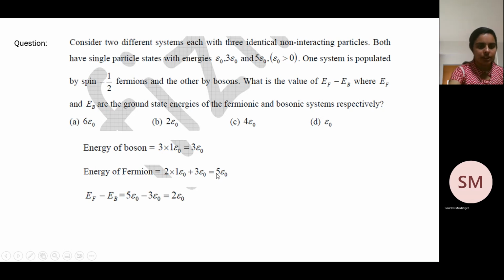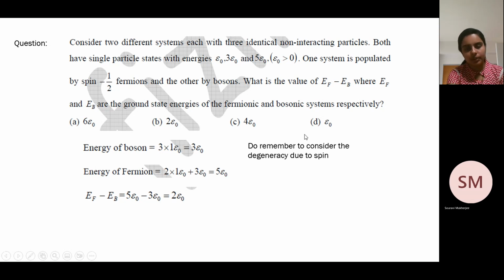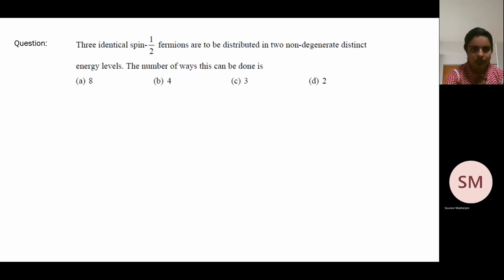So now if you find the difference between the two, what you get is 2 epsilon naught, right? So your answer would be 2 epsilon naught. Whenever you're considering bosons, it doesn't matter, because you can have all the particles in the ground state. You have no restriction. But while dealing with particles with spin, one needs to consider the degeneracy that comes due to spin. We should remember to include that.